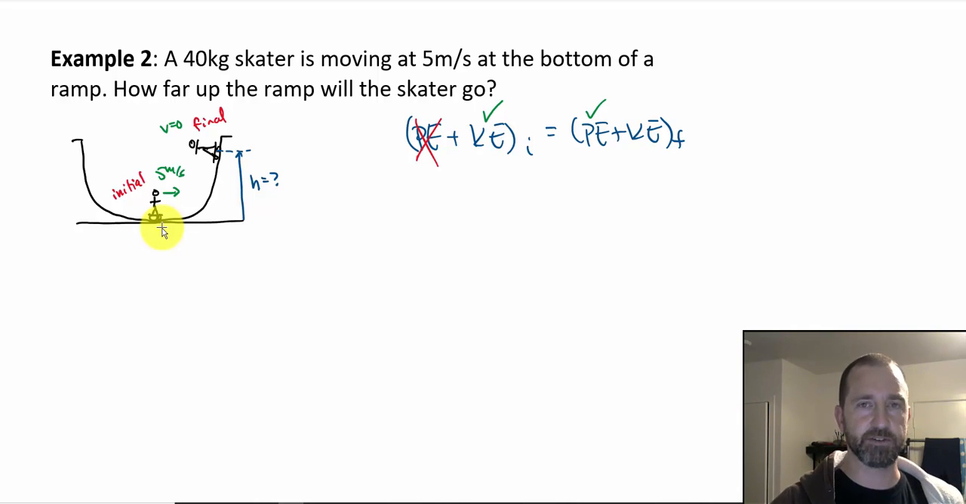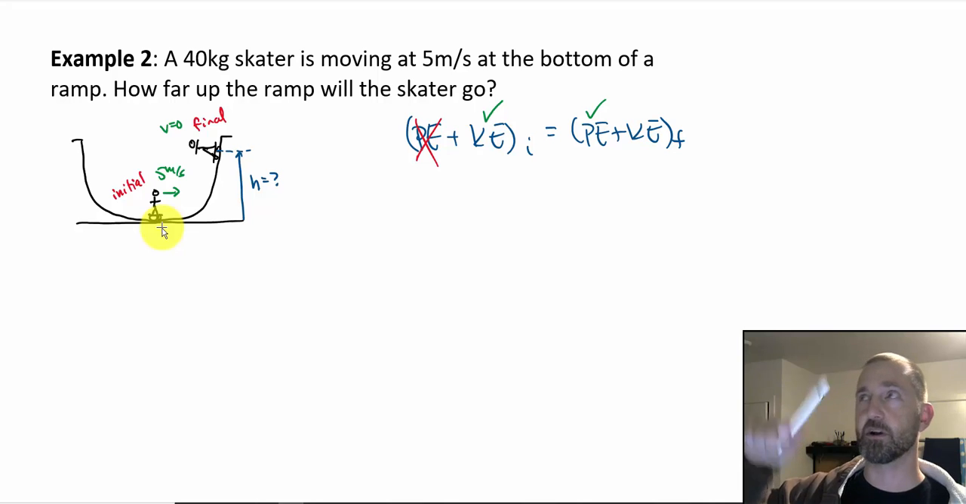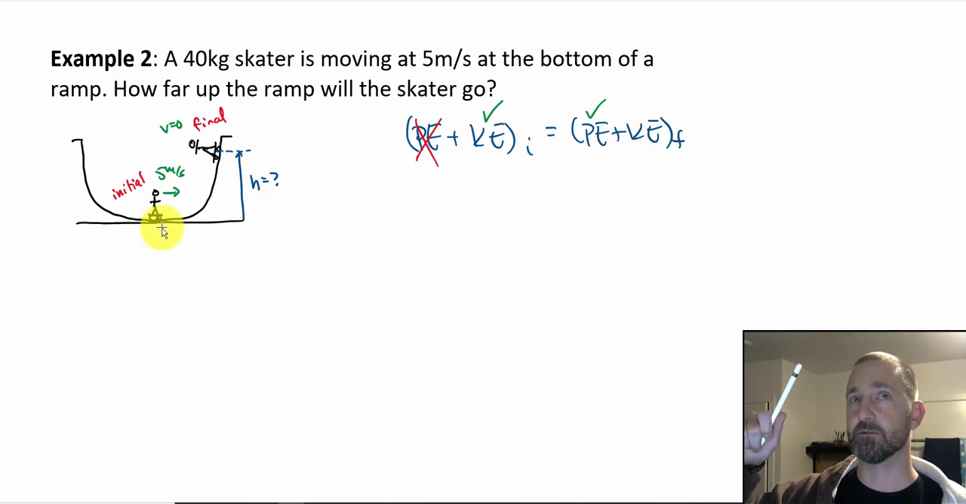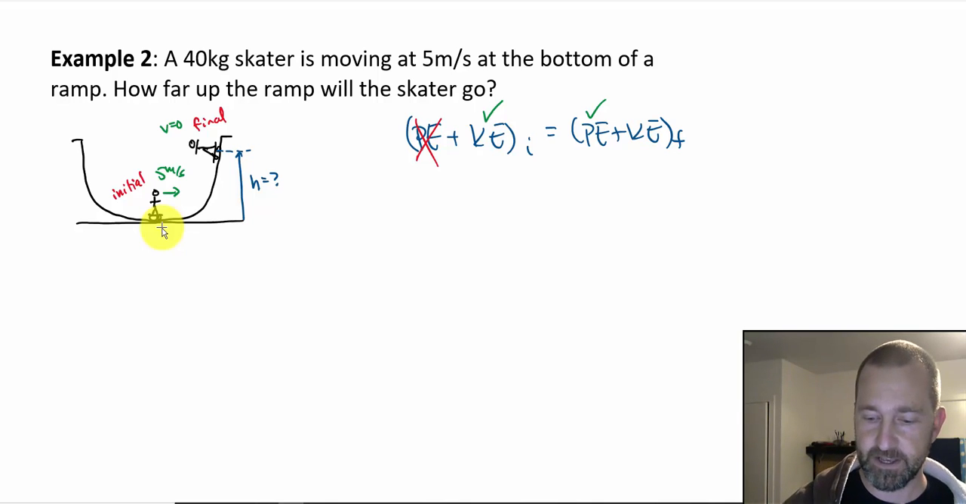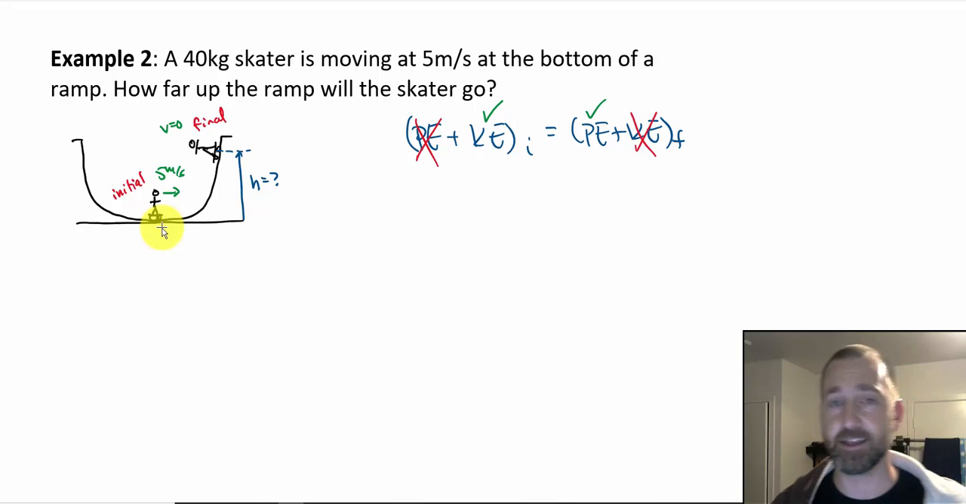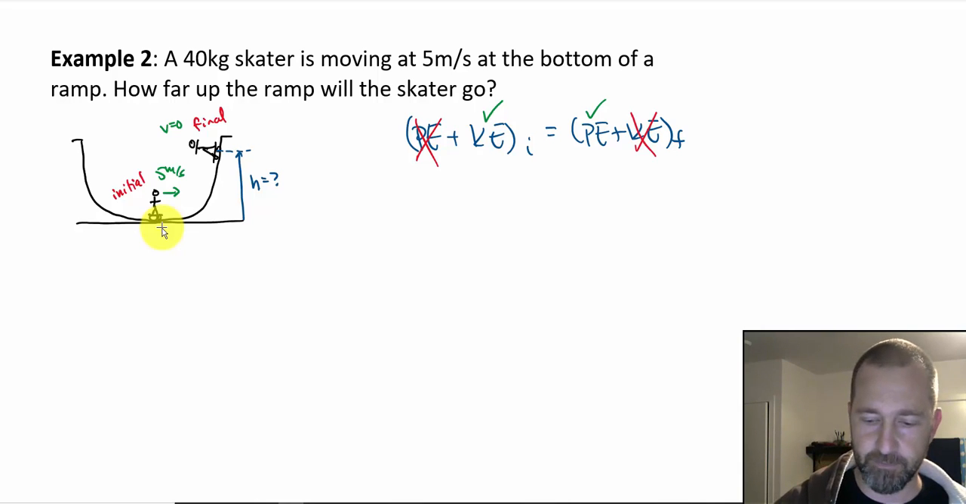The last question we ask ourselves is, is the object in motion? Well, if you've gone as high as you can go up a skateboard ramp, you're not going any higher. You haven't fallen back down yet. You're not going up, you're not going down. That means you're not moving. So in this case, there is no kinetic energy at the end. We got a fairly simple problem then.